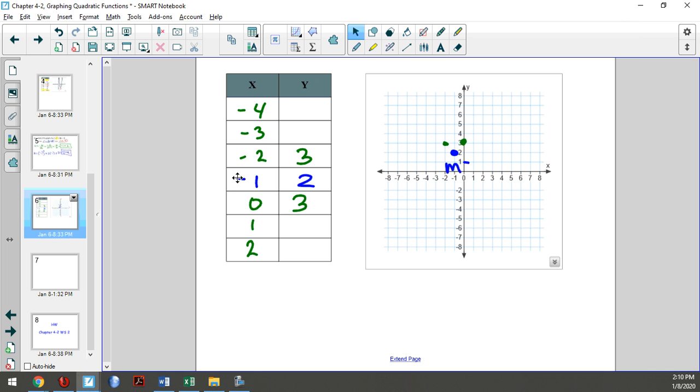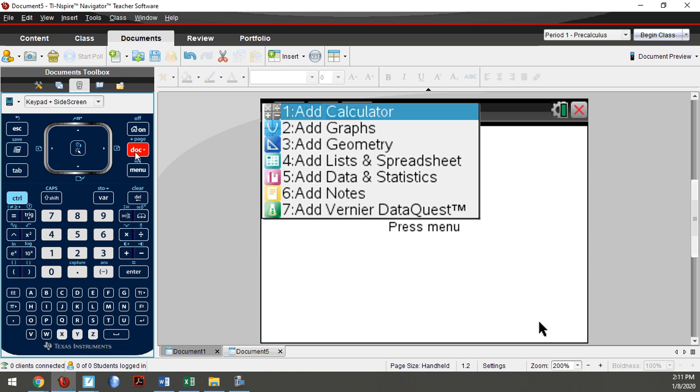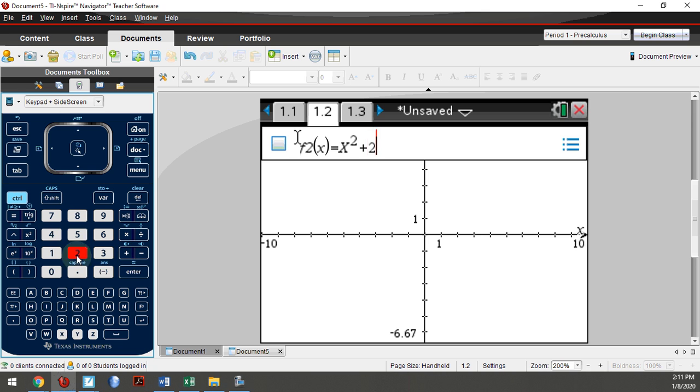And now, what am I going to do? How do I get the rest of those? Go back to your graph. However, I'm going to add a new graph page because I don't want to see any of the graphs. So I'm going to hit Control Dot and go to a graph page. And I'm going to type in x squared plus 2x plus 3 and hit enter.